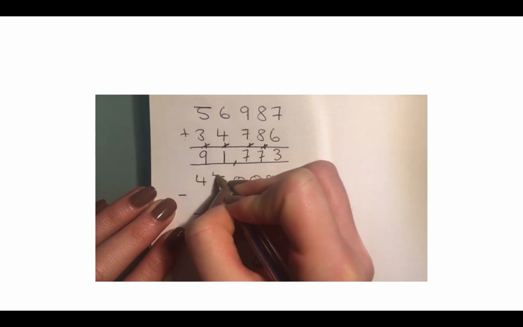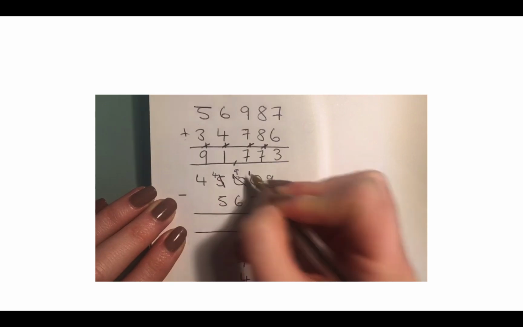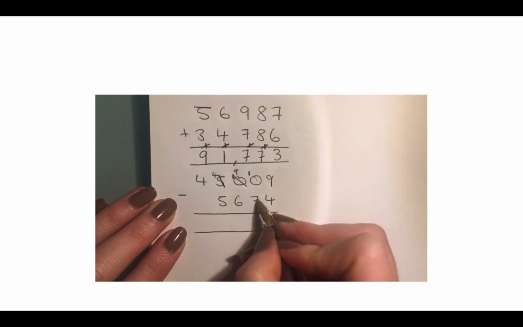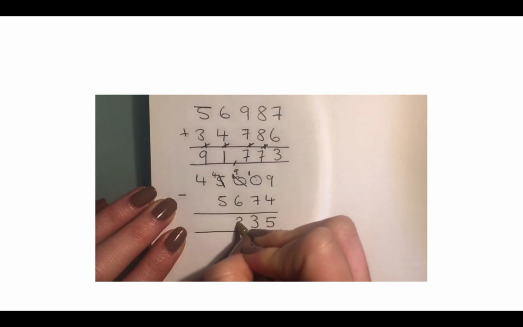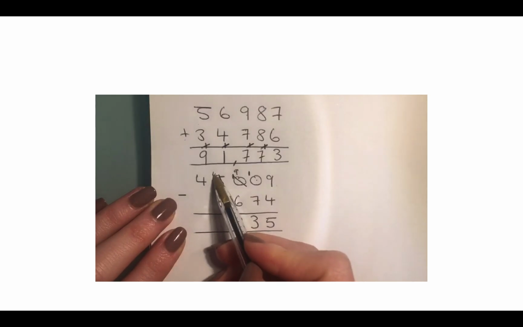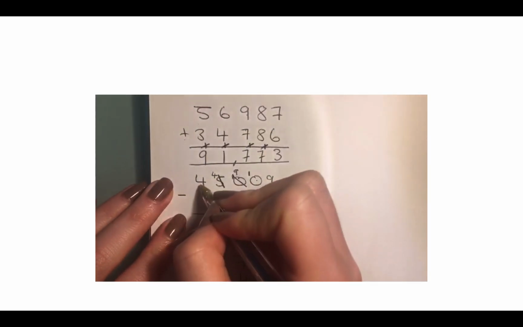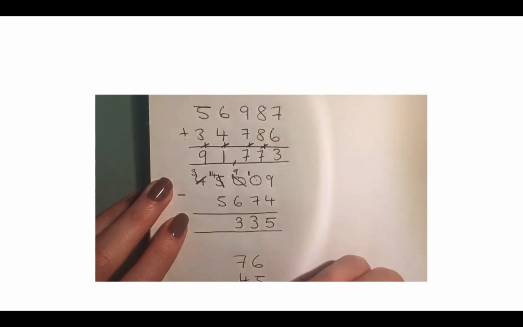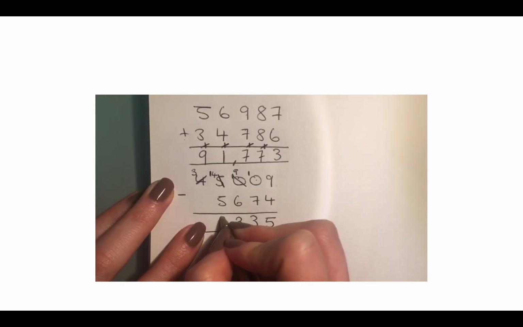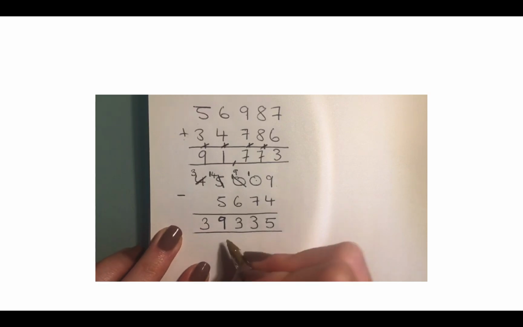That becomes 4. This becomes 10. And again, I need to borrow. That becomes 9. And that becomes 10. So now I've got 10. I take 7 away. I'm left with 3. I've got 9. I take 6 away. I'm left with 3. I've got 4. Can I take 5 away from my 4? No, so I need to exchange. This becomes 3. That becomes 14. I borrow from that, and that becomes 9. So I subtract, and that becomes 9. 9 take away 3 down there, so the answer is 39,335.